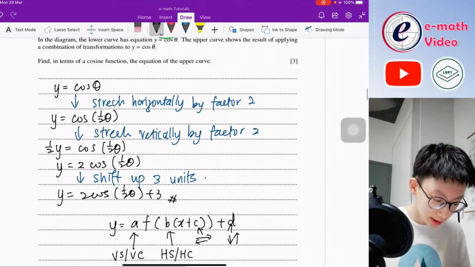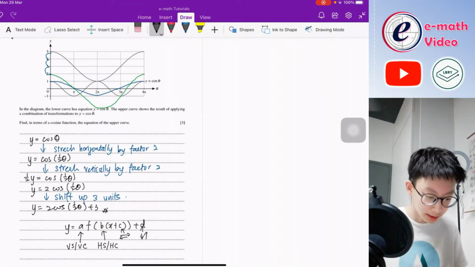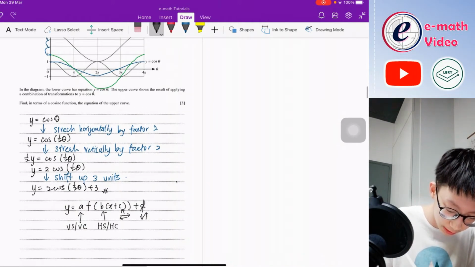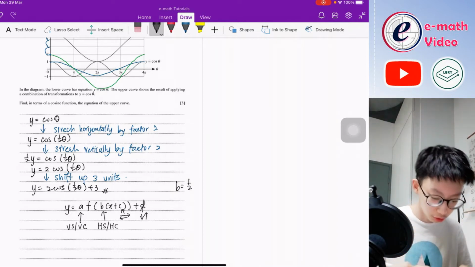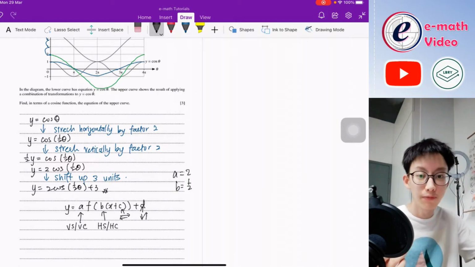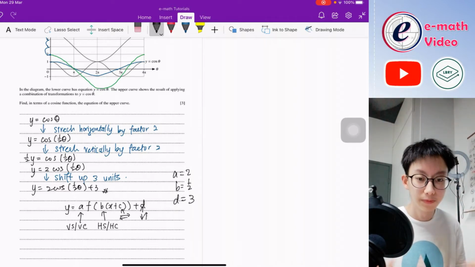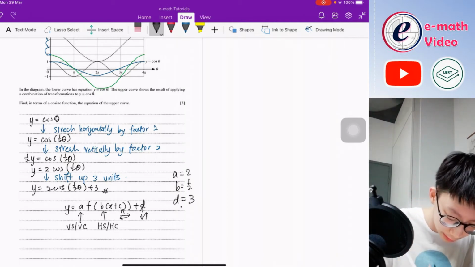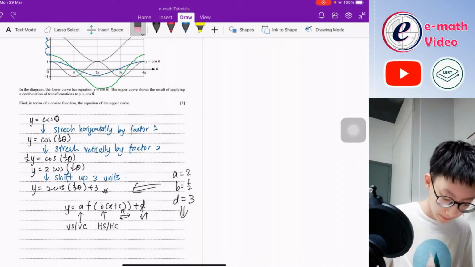So you can see from here, because it is stretched horizontally, your b is equal to half. And it is stretched vertically, so your a is equal to 2. And what else? It is shifted up 3 units, so your d is equal to 3, and your c is still 0 because you don't shift left or right. So from here you can directly see the answer. It's actually this.